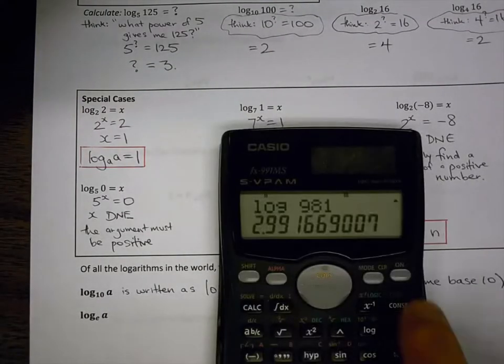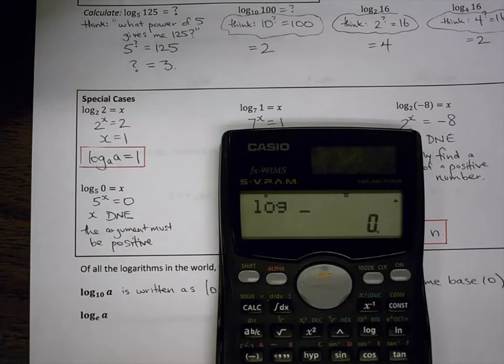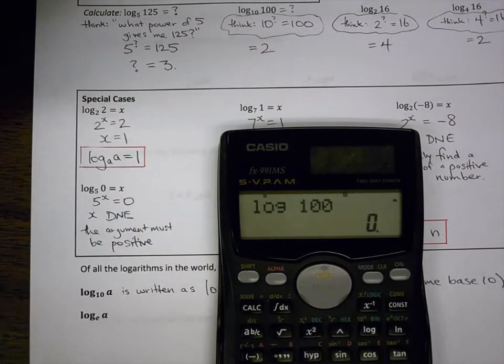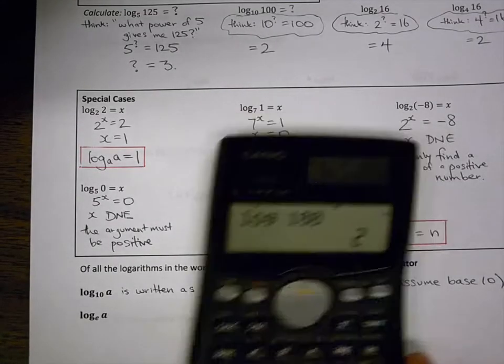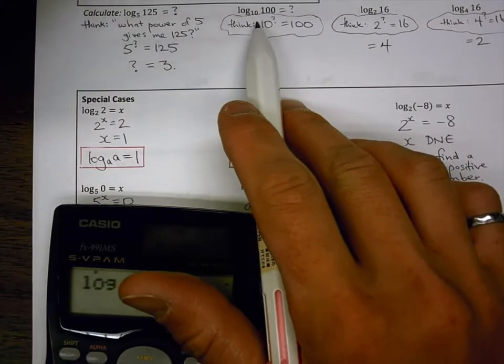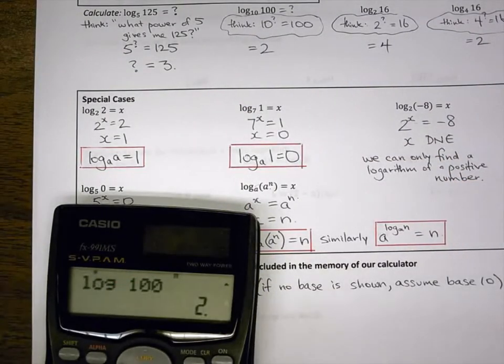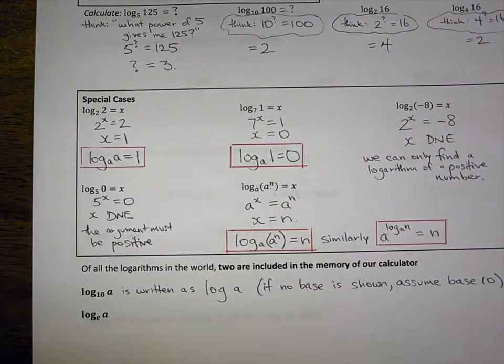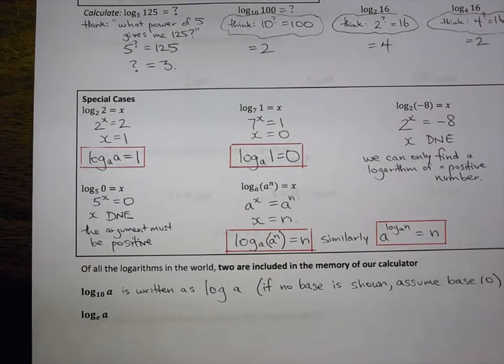So if I were to type in log of 100, which we did earlier, the answer is going to be 2. See, my calculator knows it. So I don't have to go to the top of the school and yell it out. I can just type it into my calculator. The other special logarithm that's in your calculator is the log that has base e.